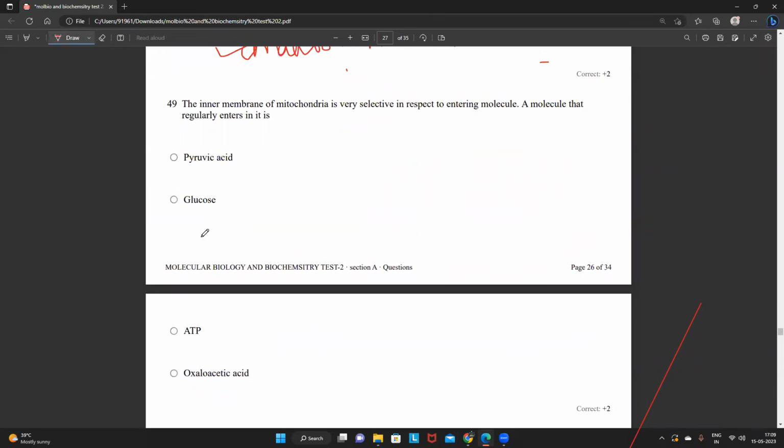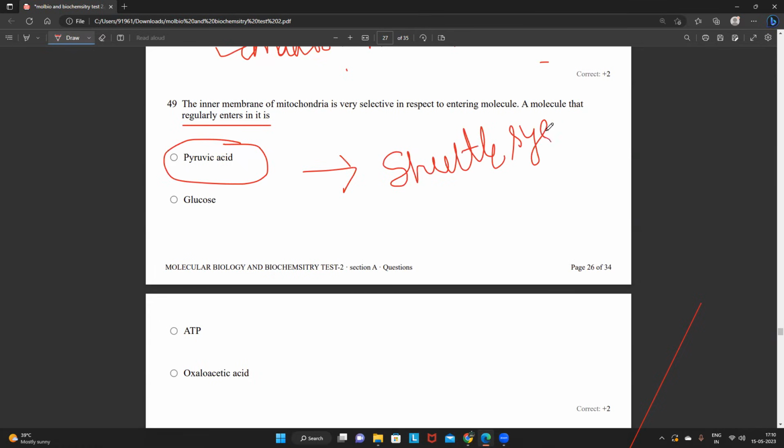For the next question, almost 10 to 15 people have answered wrongly. The inner membrane of mitochondria is very selective with respect to entering molecules. A molecule that regularly enters it is... some students gave the answer pyruvic acid, right? But why? That is my question. Because, friends, on the inner membrane of mitochondria, we have shuttle systems. Correct? So those shuttle systems can easily allow pyruvic acid to enter.